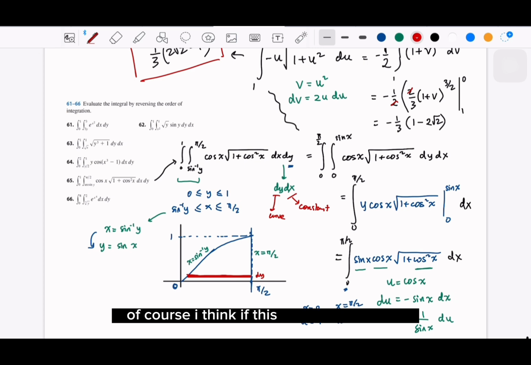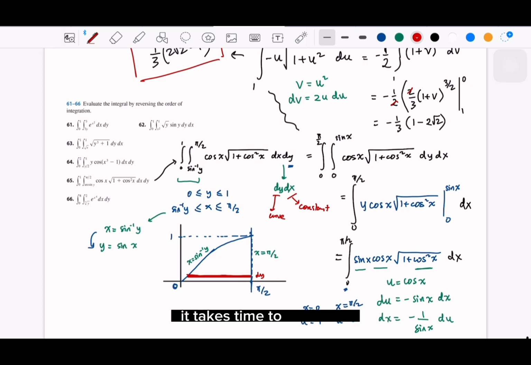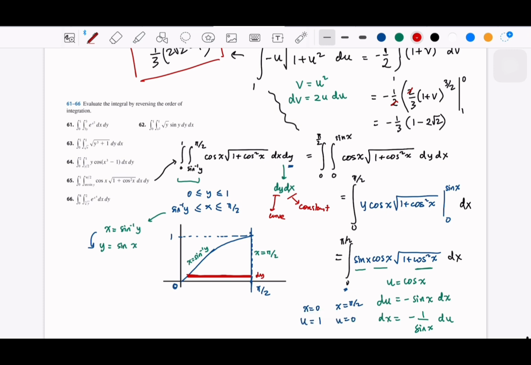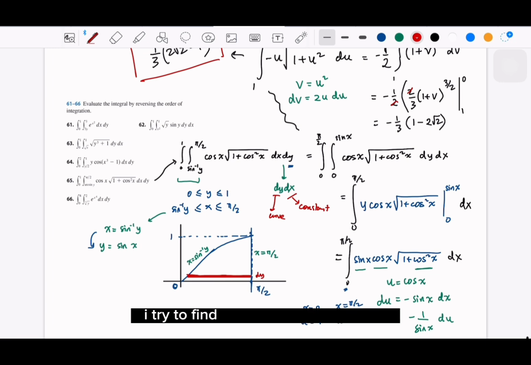Yeah. Of course, I think if this appears in your exam, it takes time to solve this, right? So perhaps I will try to find something not easy, but smarter. That is, it doesn't really need a long time to write, but a long time to think. Can we just try the simple one? I try to find the simple one for calculations. Yeah, because as I mentioned, in calculus you need to have concepts and a fundamental core, and unfortunately, algebra. Okay, any questions?